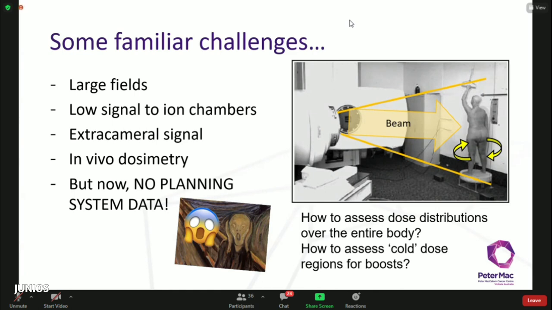First of all, we can't guarantee the patient will hold their arm in exactly the same position. We would need a full body CT scan in two positions, and potentially the only option is to have lots of individual fields simulating that rotation. So at the moment, there's no good planning system data that will simulate a TSEB treatment. But this is important because we are expecting some cold spots. So how do you accurately assess the dose distribution over the entire body and inform cold doses, which eventually, at least in our case, get boosted at the end of treatment?